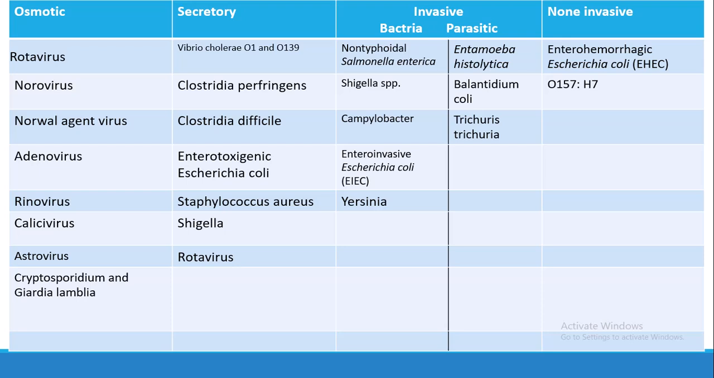In osmotic diarrhea, you can have rotavirus, norovirus, adenovirus, rhinovirus, then also cryptosporidium and Giardia.